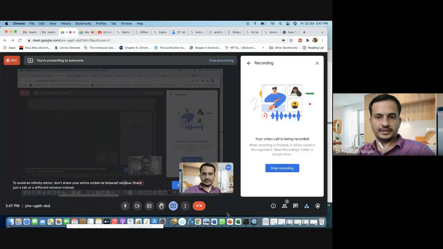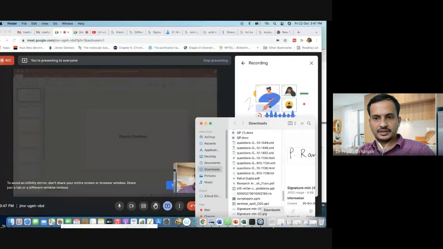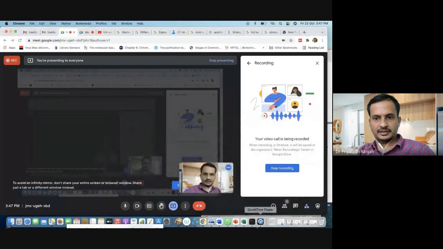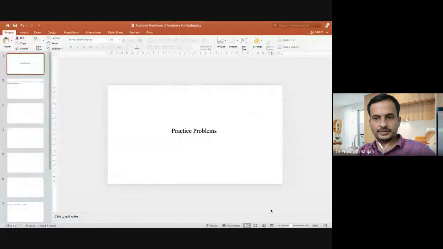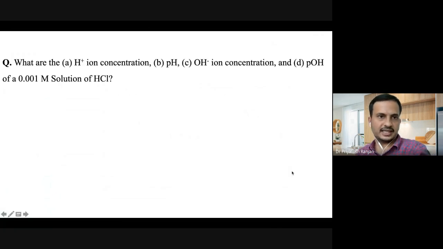Welcome everyone. Today we'll discuss some of the numerical problems related to acid-base biochemistry. So let's go through some of these problems and try to solve them. Now the first question is, what are the hydrogen ion concentration, pH, hydroxide ion concentration and pOH of 0.001 molar solution of HCl.